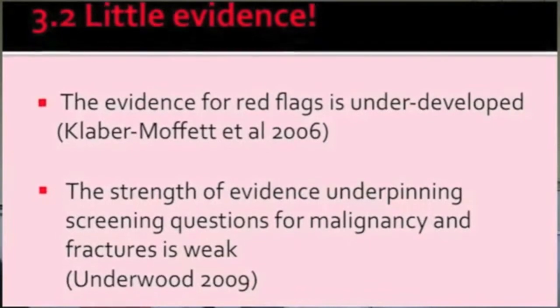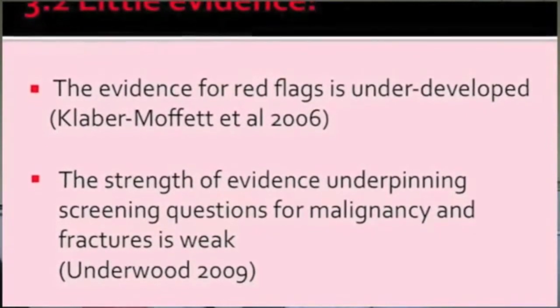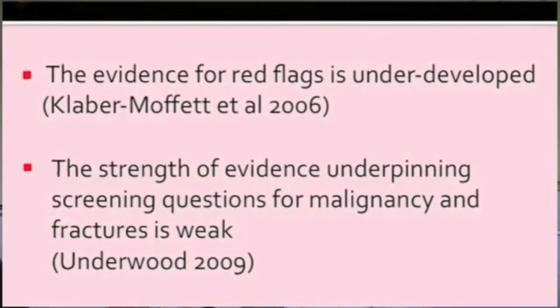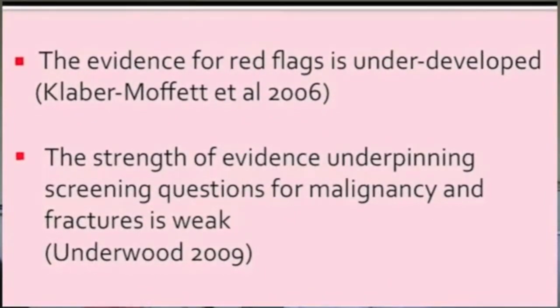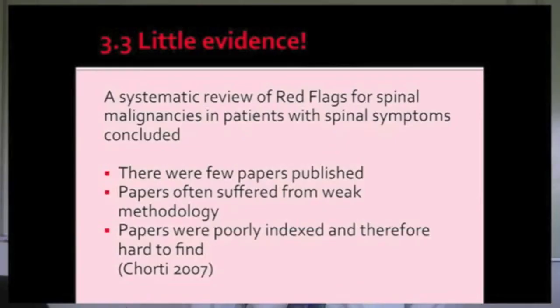According to Jennifer Claver Moffat in 2006, the evidence for red flags is underdeveloped, and Martin Underwood, Professor of General Practice in Birmingham, publishing in 2009, suggested that the strength of evidence underpinning screening questions for malignancy and fractures is weak. And again, I think that's quite interesting, because you would have thought that screening questions for something like fractures would be fairly clear. But according to Underwood in 2009, they're far from it. She concluded that there were few papers published, papers often suffered from very weak methodology, and papers were poorly indexed and therefore hard to find.